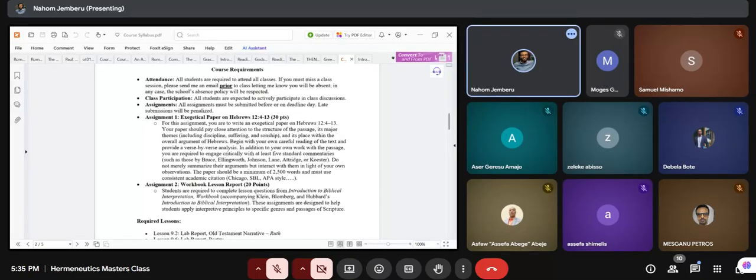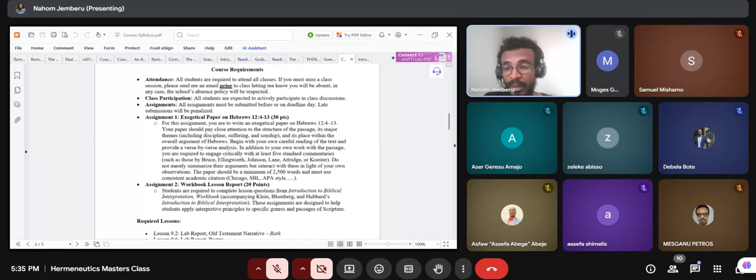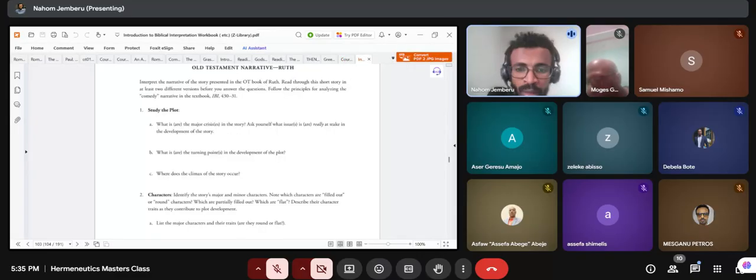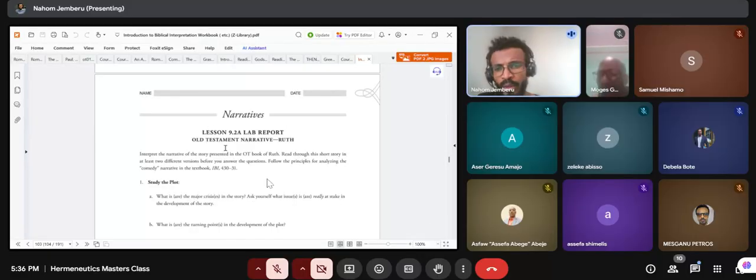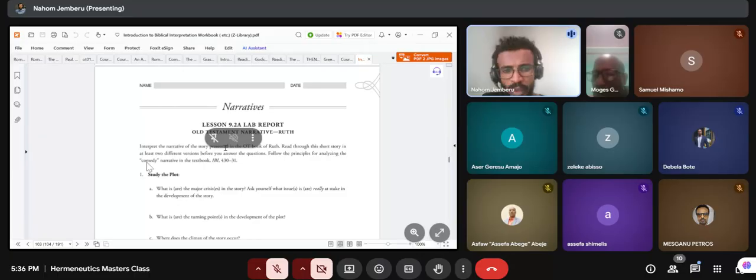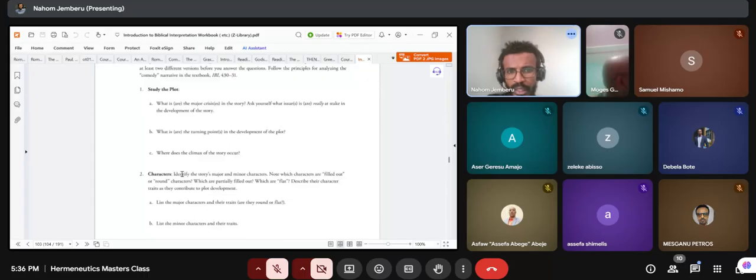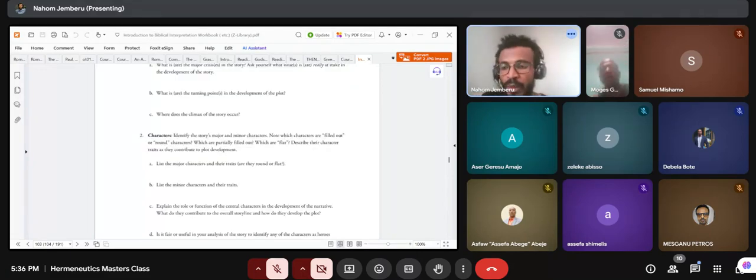So we will talk about how to interpret Old Testament narrative today, and I expect you to practice what we discussed today by doing that homework. You will find it on the workbook. This is going to be your lab report for today. It's going to be on the book of Ruth in the Old Testament. And after reading it, it asks you a set of questions. It asks you about plot, about characters. We'll talk about these terms today, and you are supposed to practice what we discussed.